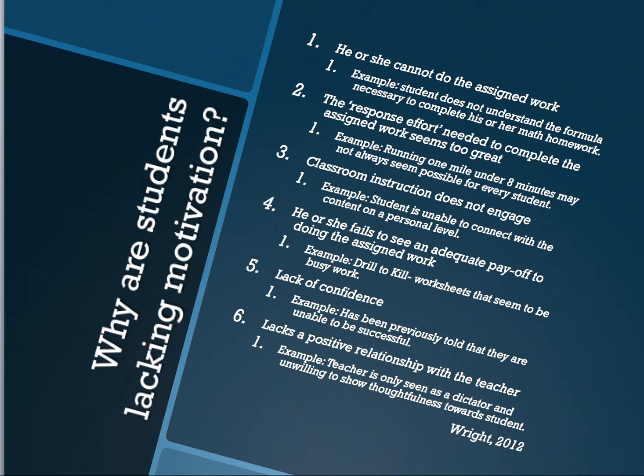The other one is the response effort needed to complete the assigned work. It might just seem way too much for that student. So, for example, in physical education, running 1 mile under 8 minutes might seem impossible for every student. So finding a way that we can incorporate all of our students, or differentiate. An 8-minute mile might seem like walking to some, whereas it might seem like sprinting to another. So trying to find that middle ground, or adjusting our rubric, if you will, to the needs of the students.